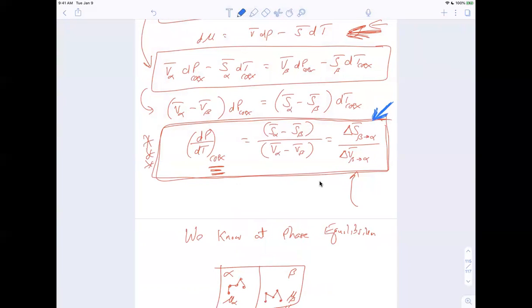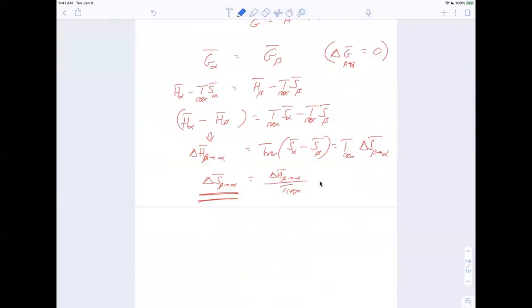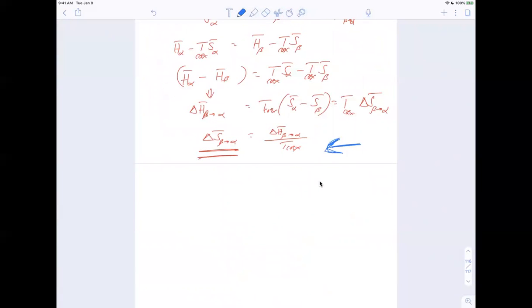Okay, so now we have an expression for delta S bar for this transition between phases. It's given by this. And now it's in terms of things that are actually measurable directly, delta H for a phase transition. So we can put this result back into our expression for dP/dT at coexistence.